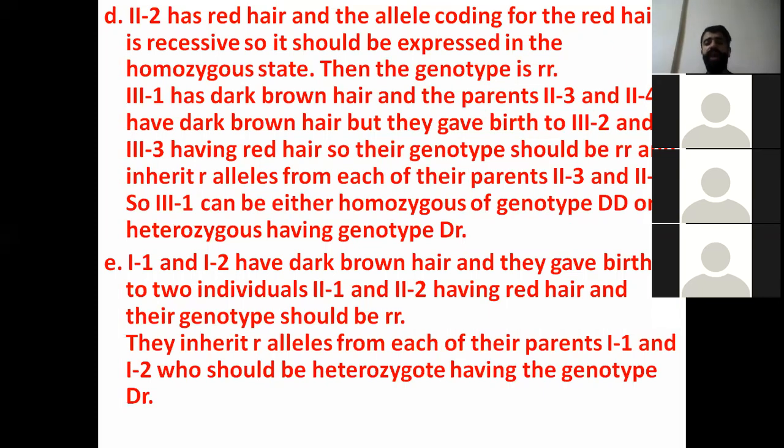Last, part E, without factorial analysis. 1-1 and 1-2 have dark brown, but they gave birth, as Joel said, to individuals 2-1 and 2-2 that have red hair, and their genotype should be R small, R small. So they inherit the R allele from each of their parents, 1-1 and 1-2, who should be heterozygous, having the genotype DR. This is everything for this worksheet. Thank you.